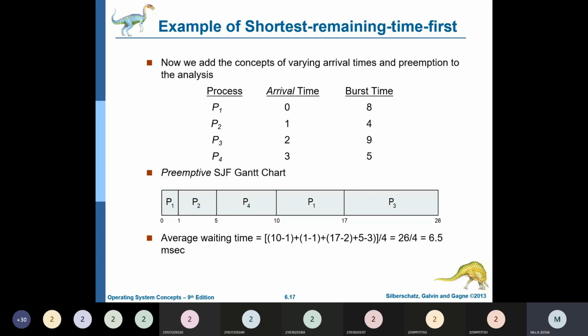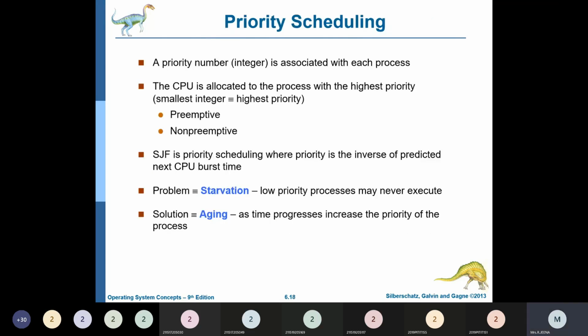Then shortest job first also has two categories. There is preemptive and non-preemptive, and in shortest remaining time first, it is a kind of preemption. Preemption comes here, so it takes control over the system. It can forcibly tell the processes to go into the ready queue or terminate them completely.